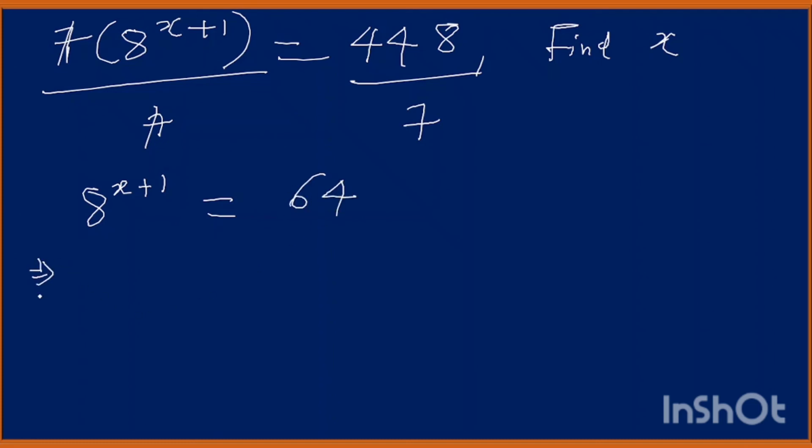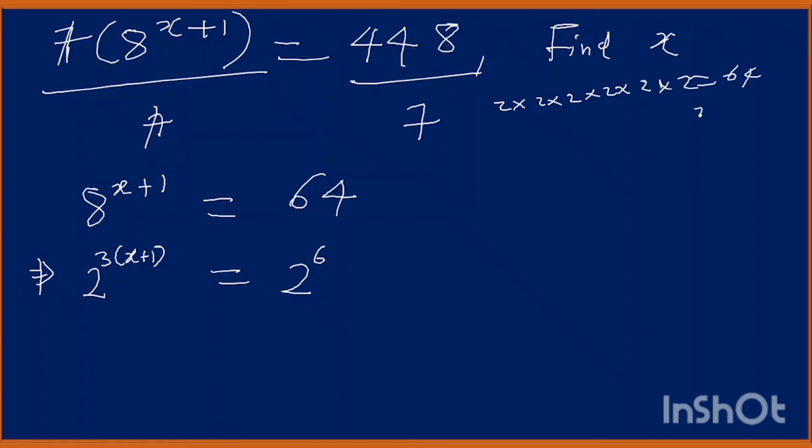So we apply our laws of indices here now. The next thing I'm going to do is to make these two bases look alike. 8 is the same thing as 2 raised to power 3, and I have x plus 1 attached to it. 64 is the same thing as 2 raised to power 6, because 2 times 2 times 2 times 2 times 2 times 2 gives me 64. So all I have to do now is to equate the powers. So I'm going to have 3 into x plus 1 is equal to 6.